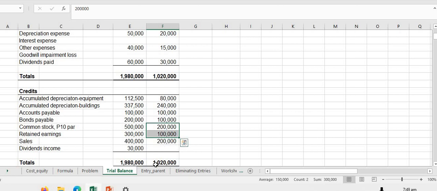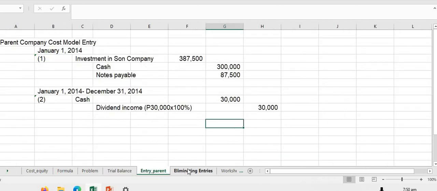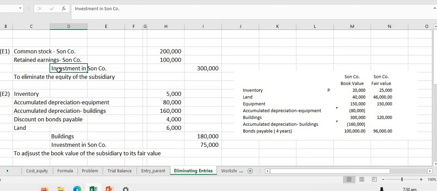Okay? So, first, the first entry is to eliminate the equity of the subsidiary. Actually, the first three entries are the same as the entries we do when we do eliminating entries at the date of acquisition. So first is to eliminate the equity accounts of the subsidiary: the common stock at 200,000 and the retained earnings of the subsidiary at 100,000. Then credit investment at 300,000.